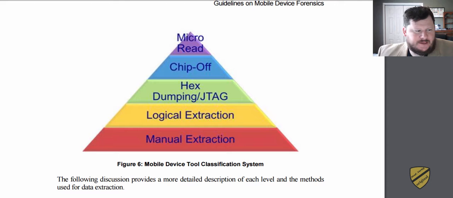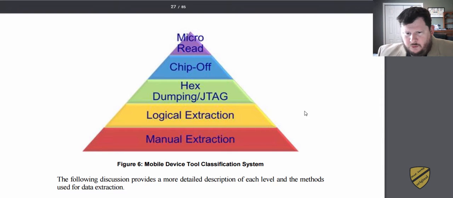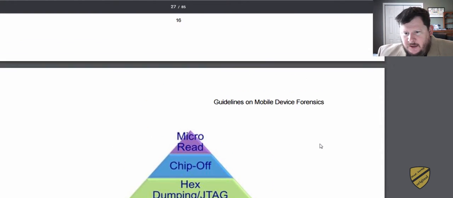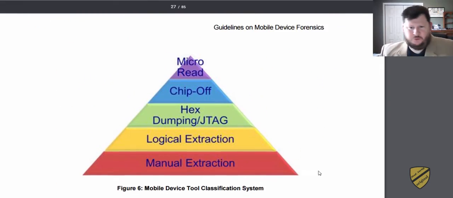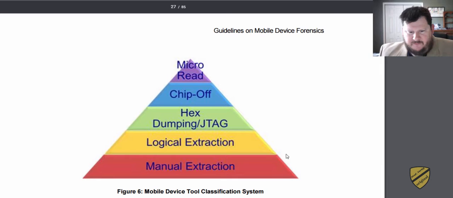Hello, Professor Yerby here. In this video I'm going to be using the NIST Special Publication 800-101 Revision 1 from Ayers, Brothers, and Jansen. It's a 2014 publication titled The Guidelines on Mobile Forensics. I'm going to be going through just a small piece here, starting on page 17. I just want to go through this graphic that they have here on page 17, the different ways to classify the types of extraction that you can do for mobile forensics.